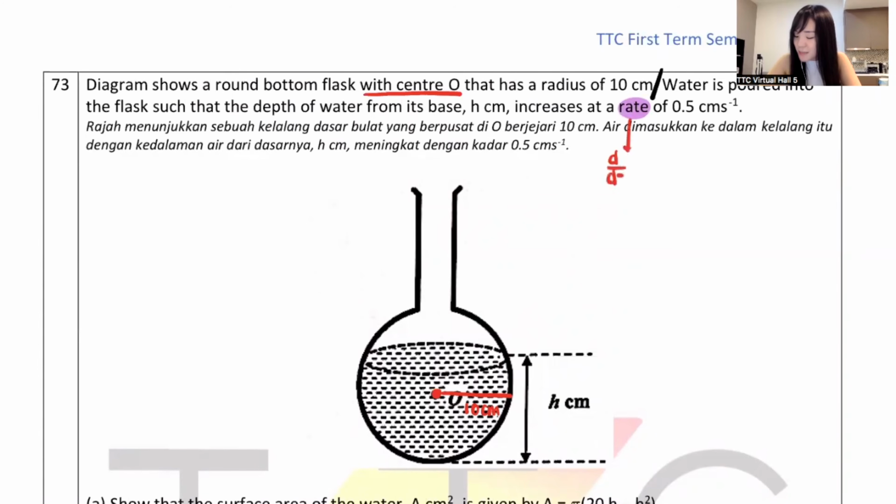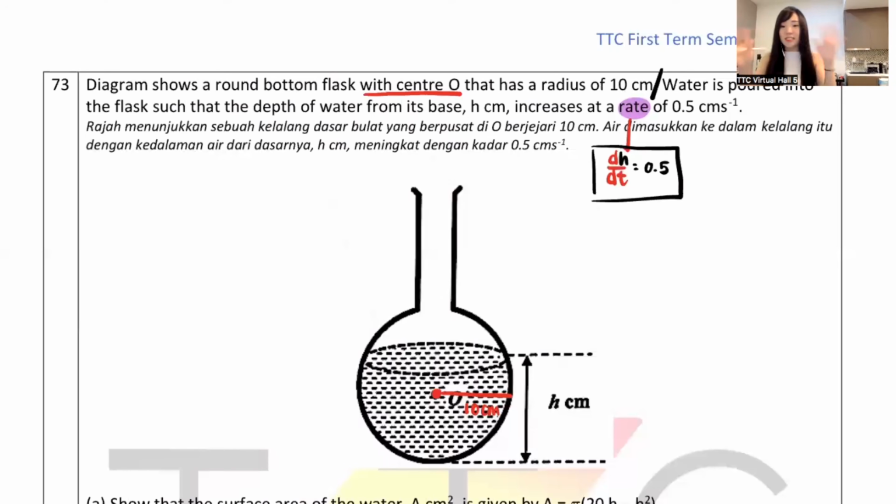Red, isn't it d something dt? Red, my dear, not small change, 0.5. Can anyone tell me this 0.5 is d what dt? Very good, Ethan, dh/dt. Okay, so this is what I have so far.